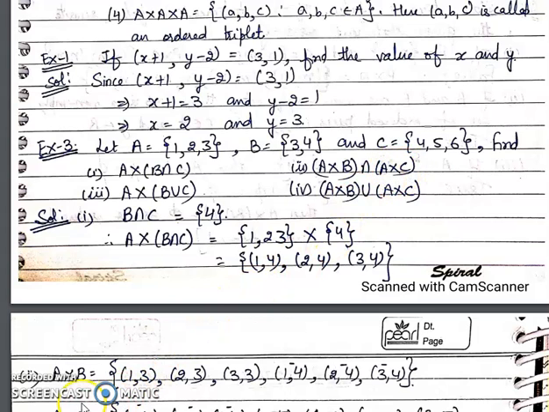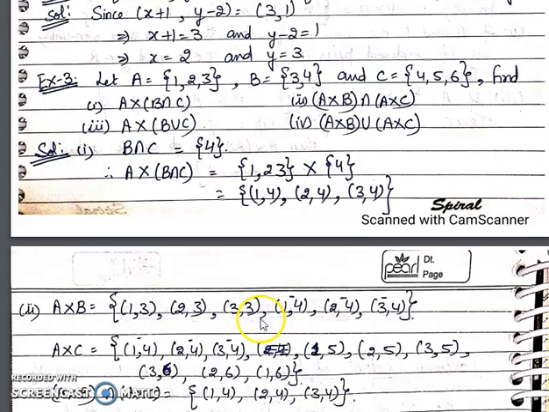So we first find out A cross B. A cross B means first element from A and second element from B. So that will be (1,3), (2,3), (3,3), (1,4), (2,4), (3,4). Now we find out A cross C. A cross C means (1,4), (2,4), (3,4), (1,5), (2,5), (3,5).